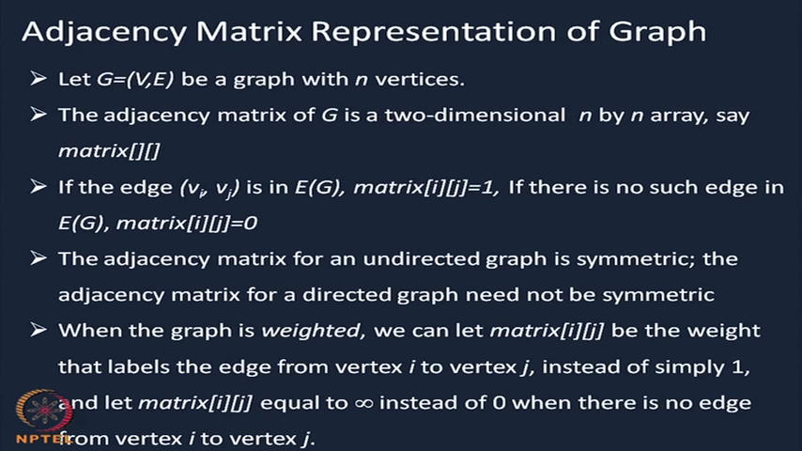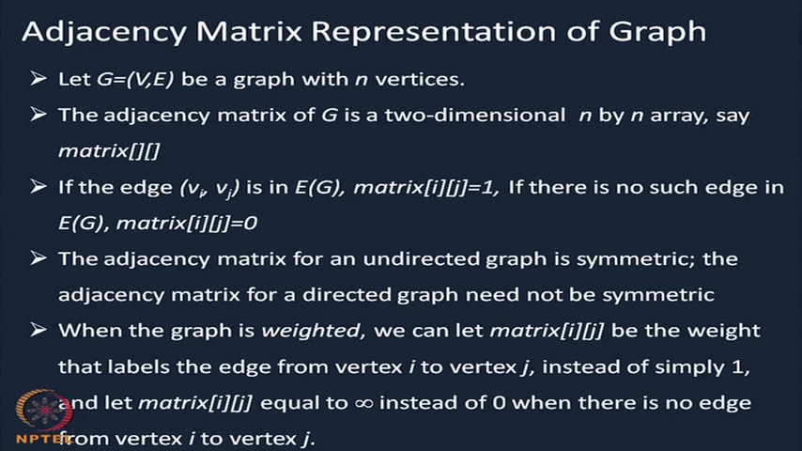The next one is the adjacency matrix for an undirected graph is symmetric, whereas the adjacency matrix for the directed graph may be symmetric, may not be symmetric. The adjacency matrix for the undirected graph must be symmetric, because there is no direction. And when the graph is weighted, we can let matrix[i][j] be the weight that labels the edge from vertex i to vertex j instead of simply 1.